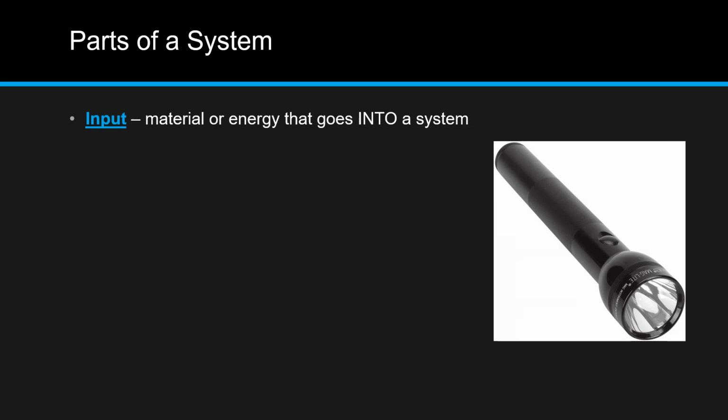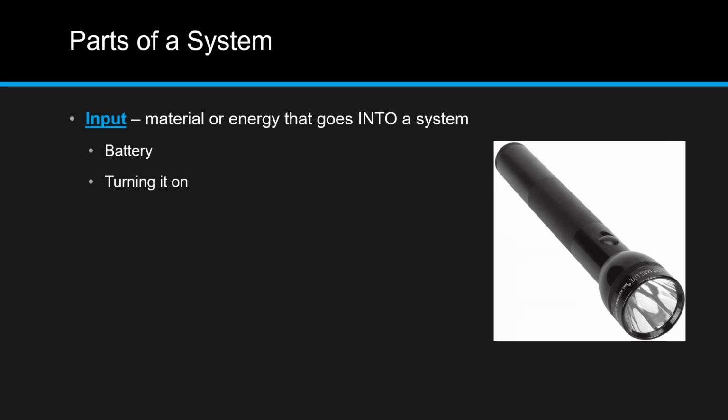In a flashlight, what is the power source that makes it go? Typically, it's a battery. But there's also an on-off switch, and if no one turns it on, the flashlight won't do anything. So turning it on could also be considered an input.